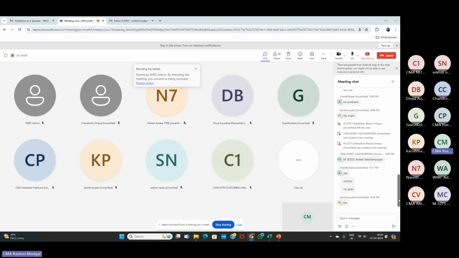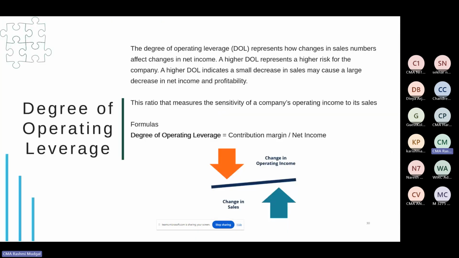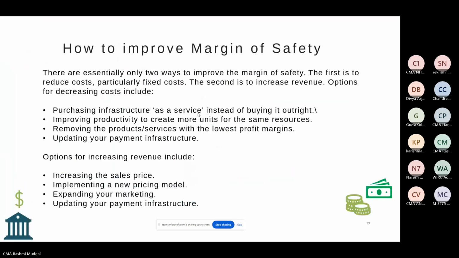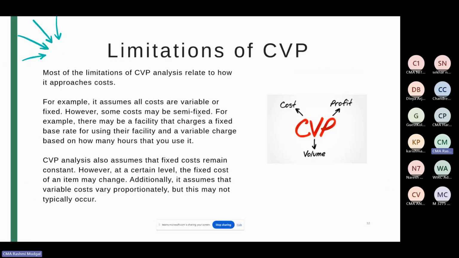Okay, so I come to the next slide, that is limitations of cost, volume, profit analysis. What exactly we have taken care of is how cost, volume and profit are interrelated. But there are some limitations in how it works. Firstly, the limitation comes with CVP.